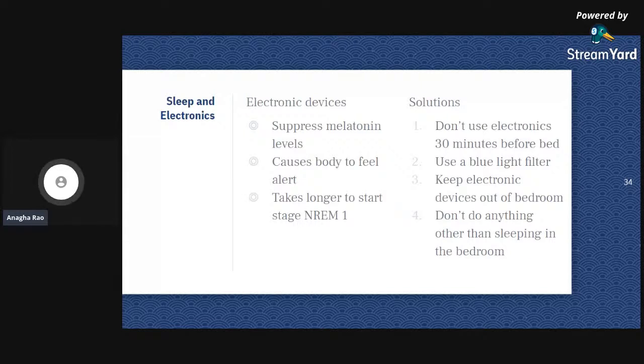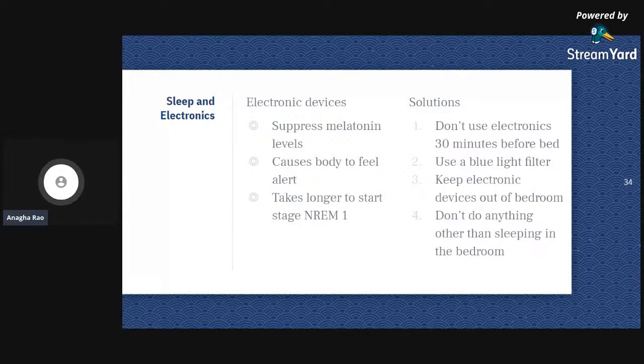Remember, melatonin is the chemical that's responsible for our brain falling asleep, and blue light can make it harder for us to fall asleep. You know that blue light that comes from screens? The blue light can make it very difficult for us to fall asleep because it tricks our brain into thinking that we need to be awake and it's daytime, and it can stimulate the brain.